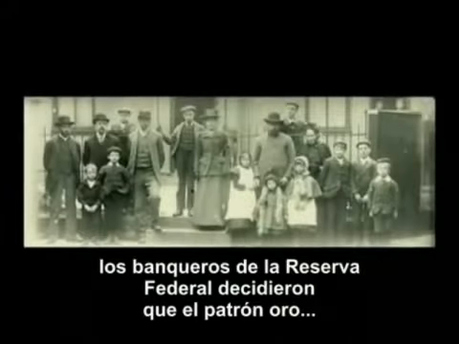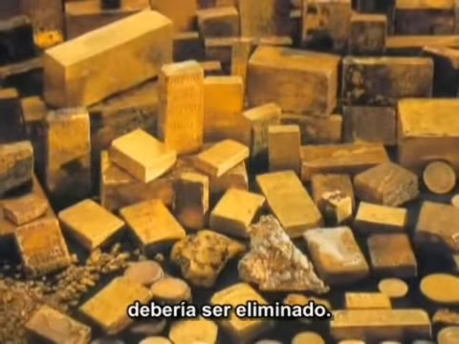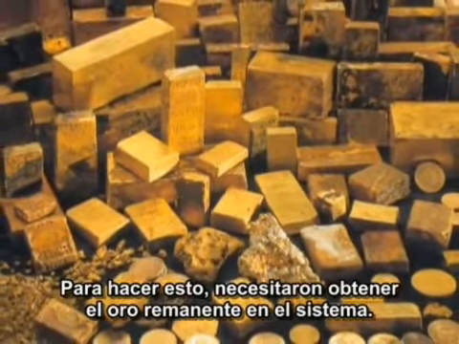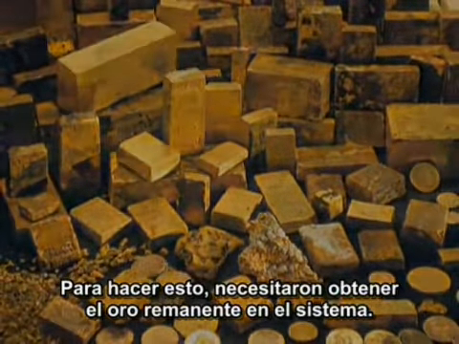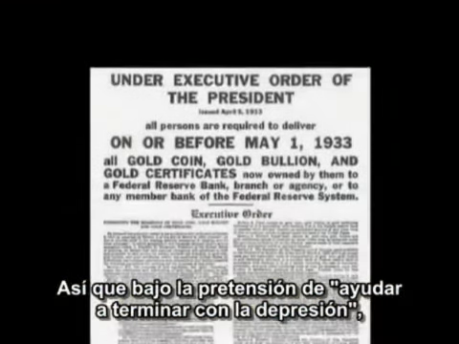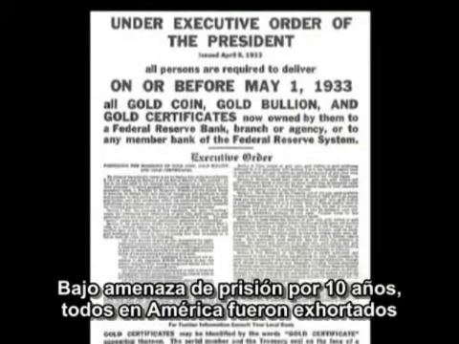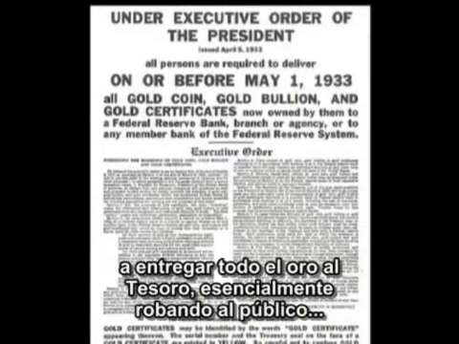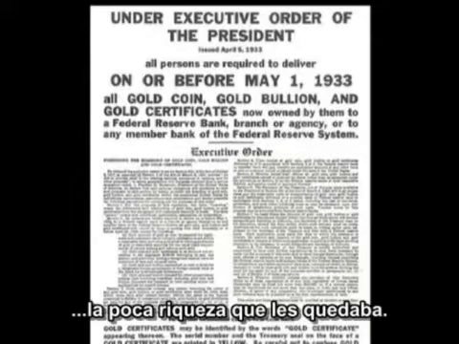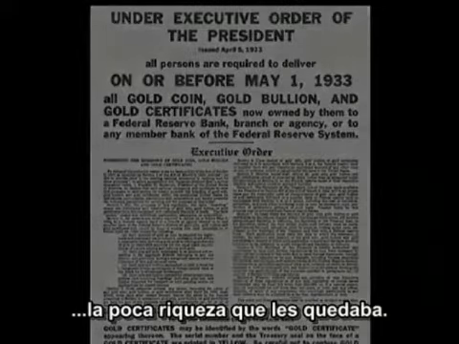Now, having reduced the society to squalor, the Federal Reserve bankers decided that the gold standard should be removed. In order to do this, they needed to acquire the remaining gold in the system. So, under the pretense of helping to end the Depression, came the 1933 gold seizure. Under the threat of imprisonment for 10 years, everyone in America was required to turn in all gold bullion to the Treasury, essentially robbing the public of what little wealth they had left. And at the end of 1933, the gold standard was abolished.